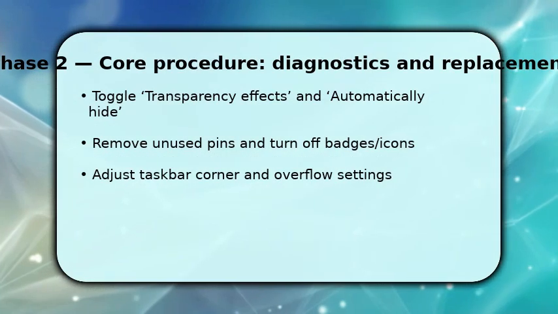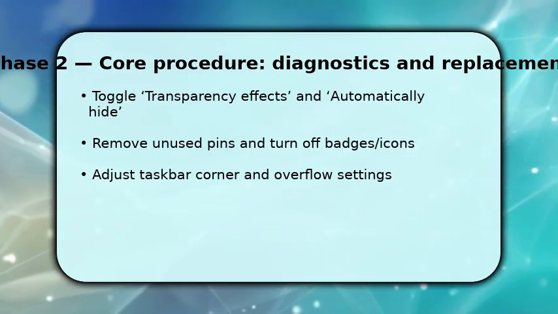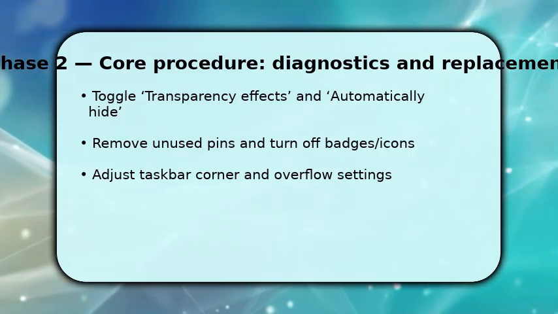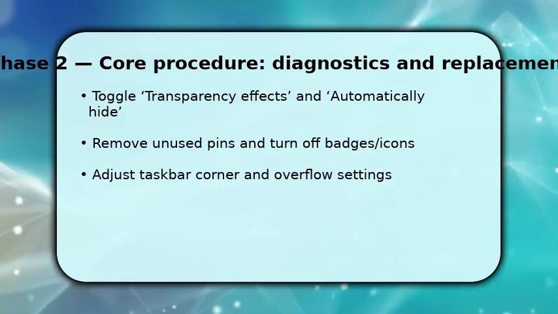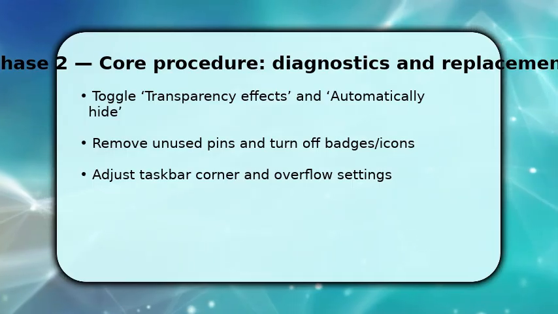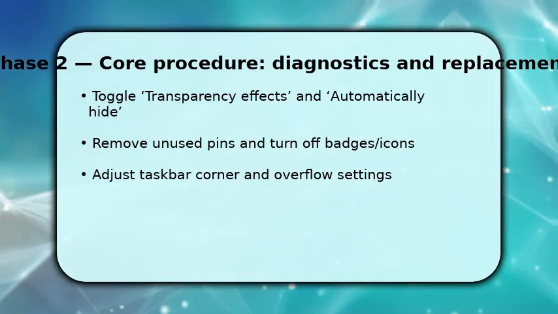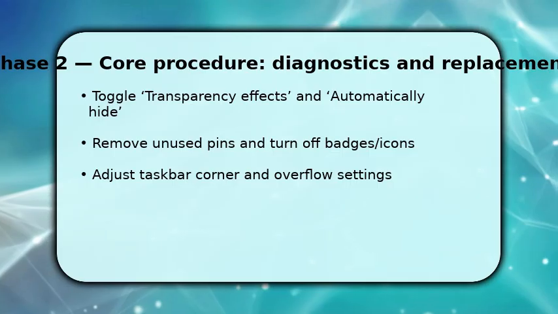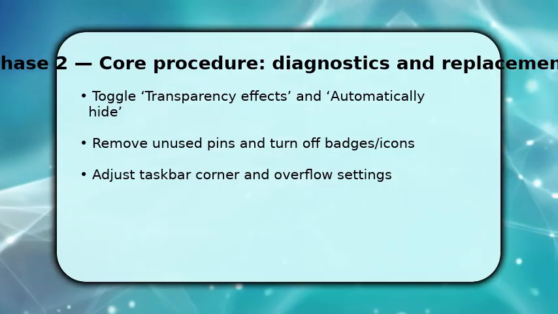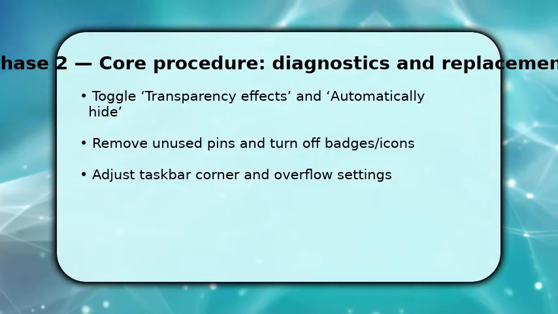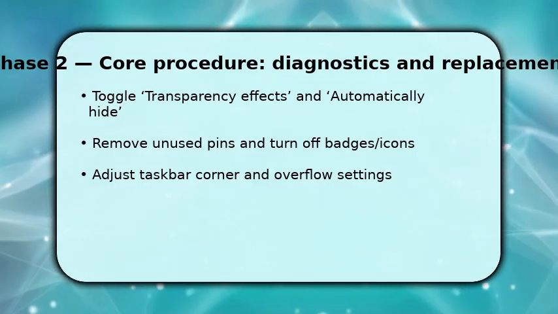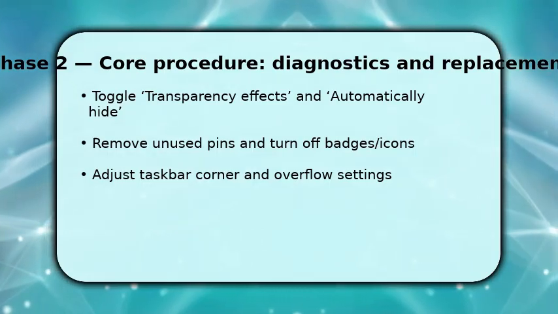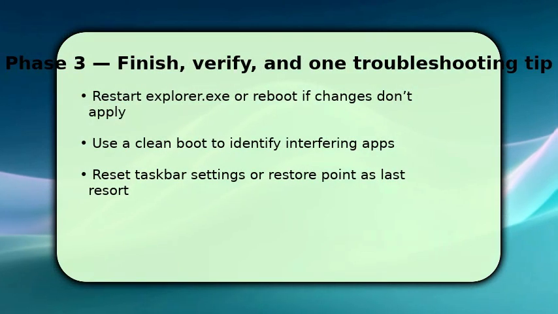You now change the core settings that make the taskbar clear. Toggle transparency effects for a translucent look, and enable automatically hide to collapse the bar when inactive. Next, remove unused pinned apps by right-clicking and unpinning, and disable icon badges and system icons you don't need to reduce clutter. Then open Taskbar Corner Overflow to hide lesser icons. These actions together clear visual noise and free screen space, so your taskbar looks minimal while preserving the icons you use most. You finish by confirming changes and knowing what to do if something fails.